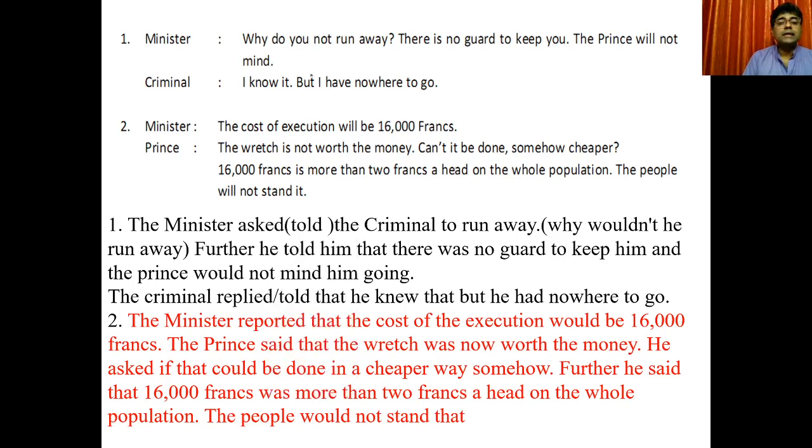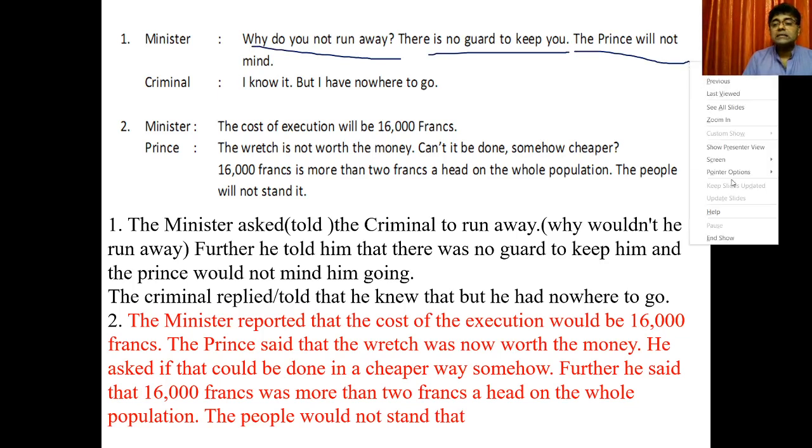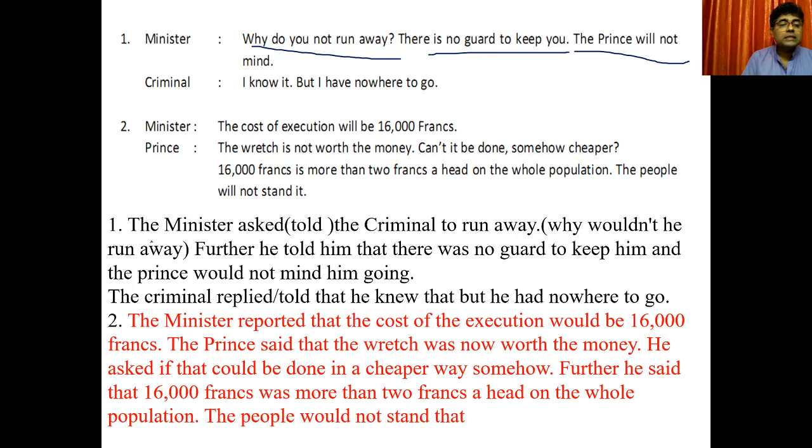Okay. What is that? Minister, why do you not run away? There is no guard to keep you. The prince will not mind. We already did this, but see here there are two or three statements. You see here, the minister asked or told the criminal to run away. Now you may find this. Here it is, why do you not run away? When I say why do you not run away, my meaning is to say run away. So you can put it that way.